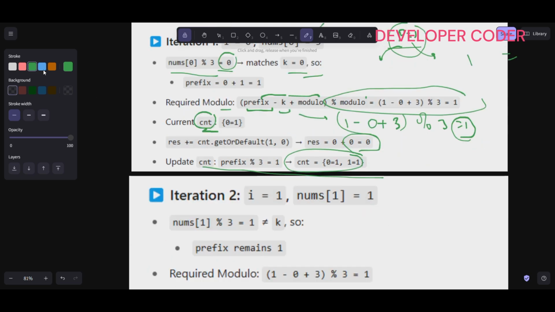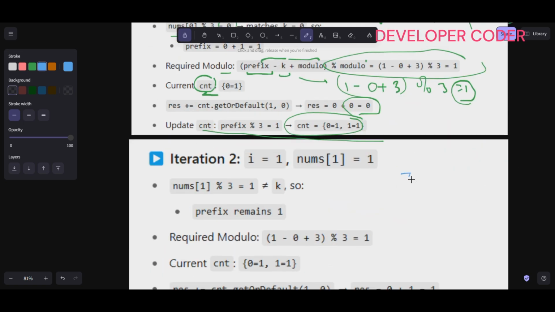Now see iteration 2. My i is at this particular position. The current number is 1, which is not equal to k, k is 0, right? So prefix is going to remain 1, until here. Now the required modulo is 1 minus 0 plus 3 mod 3, equal to 1. So until here I'm getting 1, and my required modulo is also 1.